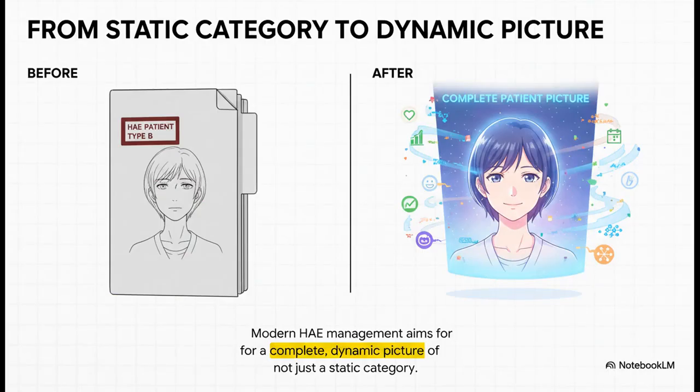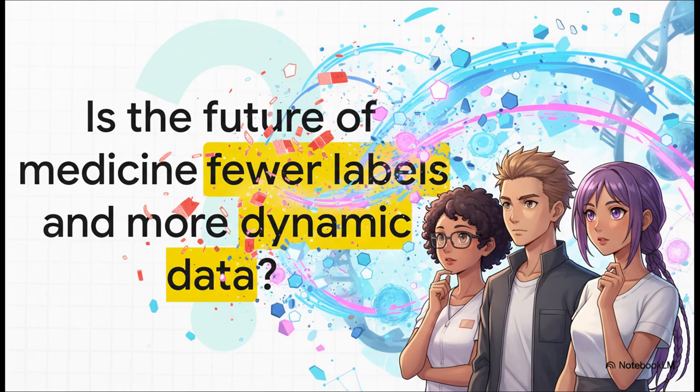Ultimately, the story of measuring HAE is a story of moving away from one single static label like severe and moving toward creating a dynamic, complete picture of a patient's experience. The goal is understanding, not just categorizing. And that leaves us with a pretty fascinating thought, doesn't it? What we've seen happen with HAE, this shift from simple labels to continuous, dynamic data, could that be a preview of where medicine is heading as a whole? It really makes you wonder what other conditions could benefit from this more nuanced approach.